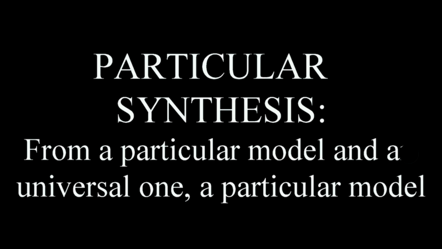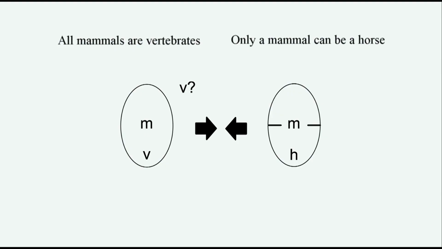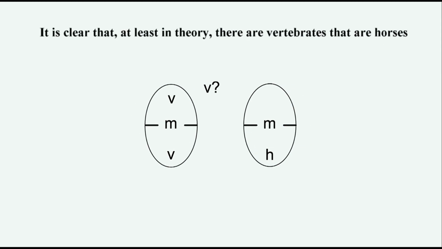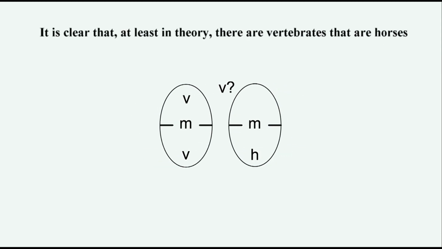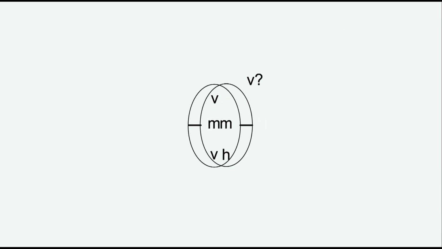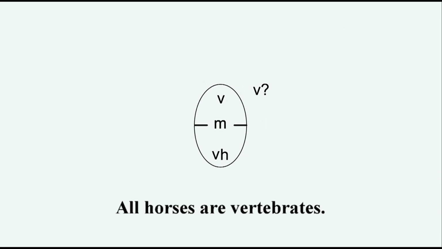Particular synthesis. From a particular model and a universal one, a particular model. All mammals are vertebrates. Only a mammal can be a horse. It is clear that, at least in theory, there are vertebrates that are horses. Since we see that the only H that is in the model is associated with V, we can say that all horses are vertebrates.